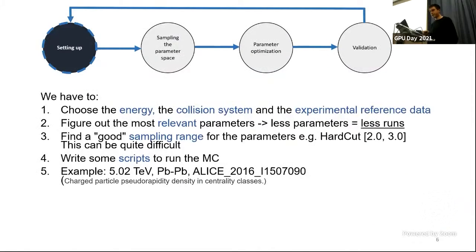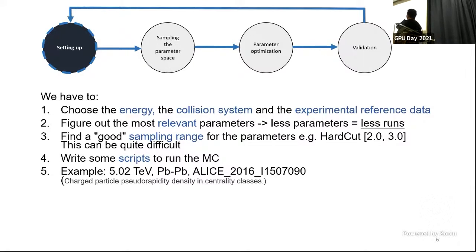So after we figure out the relevant parameters, we have to find a good sampling range for each of them. And this can be quite tricky, because if we randomly choose a sampling range, then one parameter can be very sensitive and all the runs can be nonsense, and we have to depend on previous runs or some physical parameters, which we discuss.